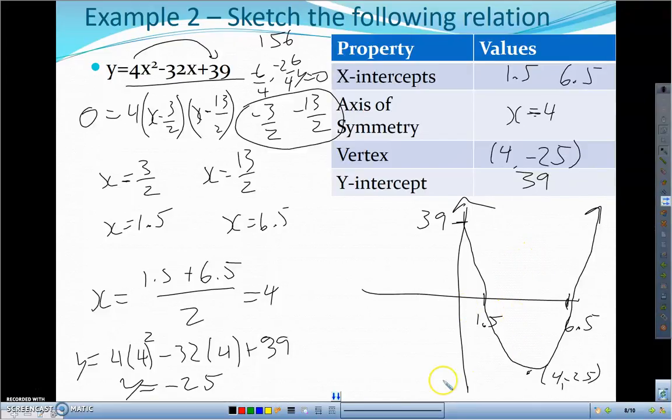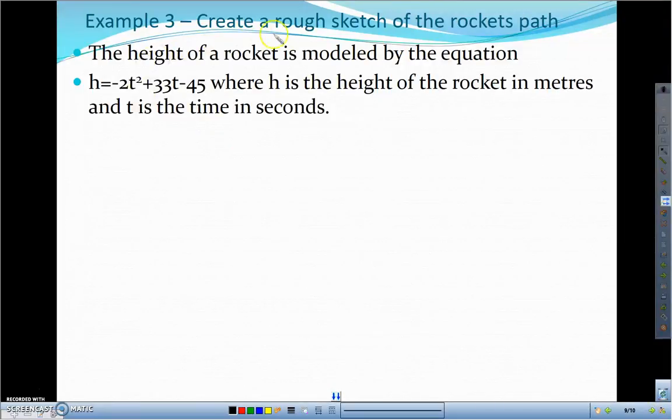And there we have a parabola graphed with its key features, all starting from factoring it to get the zeros, to then find the axis of symmetry, to find the y value of the vertex, and all along the y-intercept comes from the original equation. Moving on to the last question, we want to create a rough sketch of the rocket's path. The height of a rocket is modeled by this equation, and we have to find, well, we have to create a rough sketch.